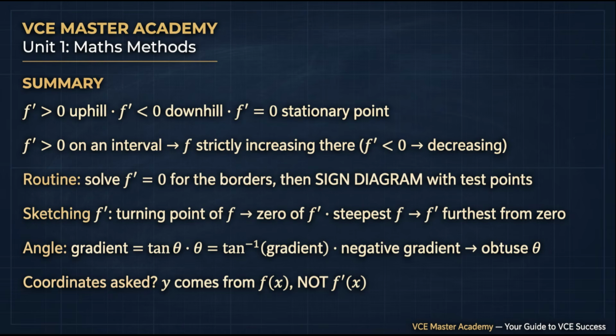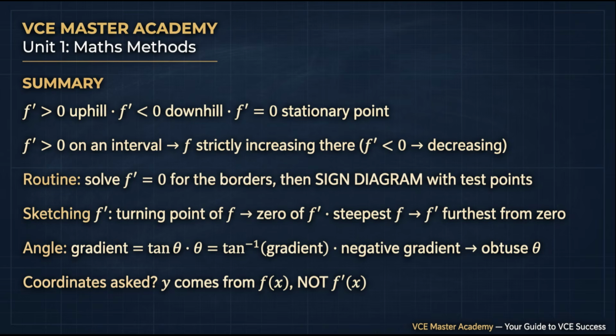The routine never changes. Solve f dash equals 0 to find the borders. Draw a sign diagram, a number line wearing plus and minus signs. Test one easy number per interval. Read the story left to right. For sketching f dash from f, turning points of f become the zeros of f dash. Uphill stretches sit above the axis, downhill below, and the steepest spots push f dash furthest from 0.